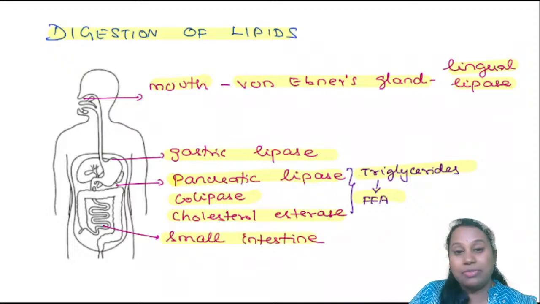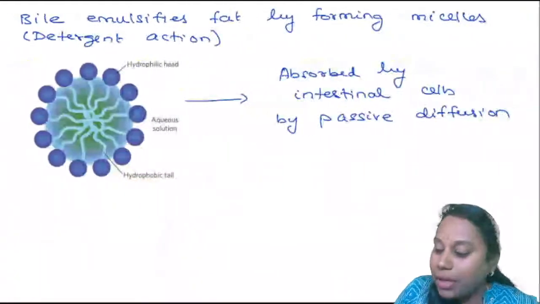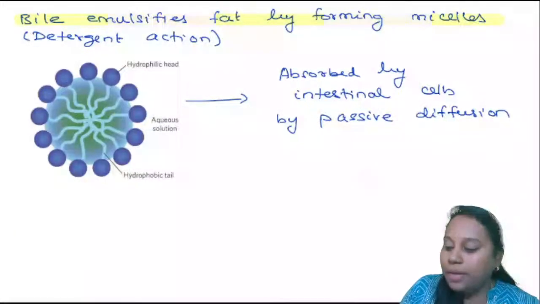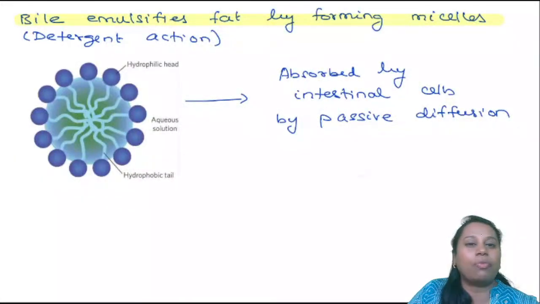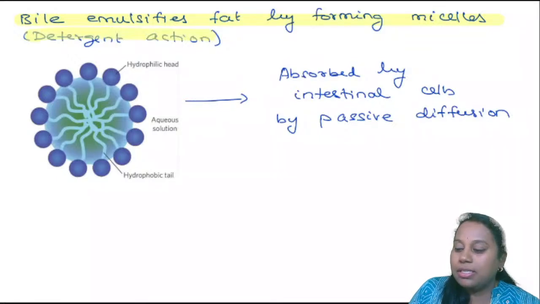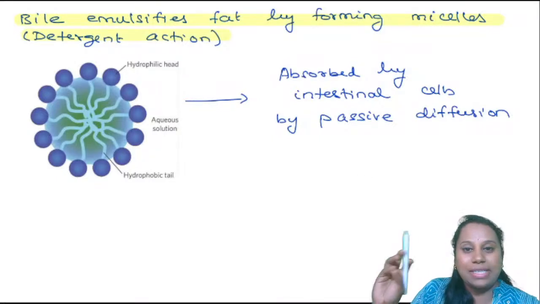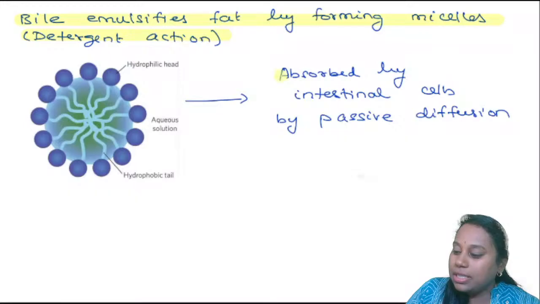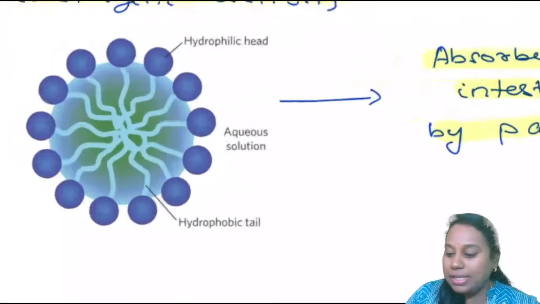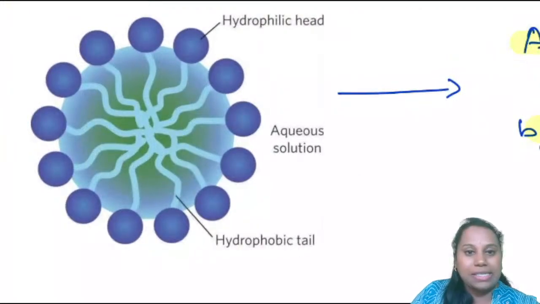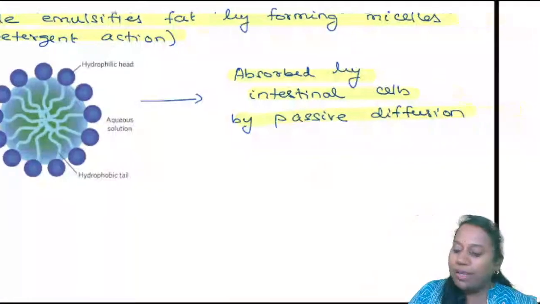What is the fate of these free fatty acids in the small intestine? The role of bile: bile emulsifies fat by forming micelle-like substances. This is called detergent action. They form micelle-like structures, and this is absorbed by the intestinal cells by passive diffusion. Micelles help in digestion and absorption of fats.